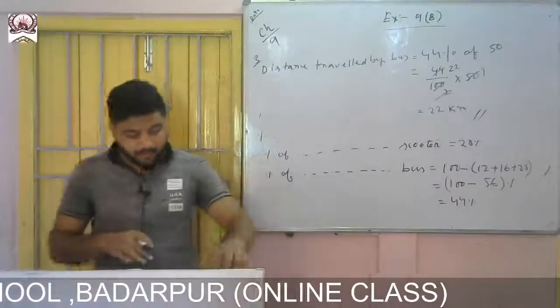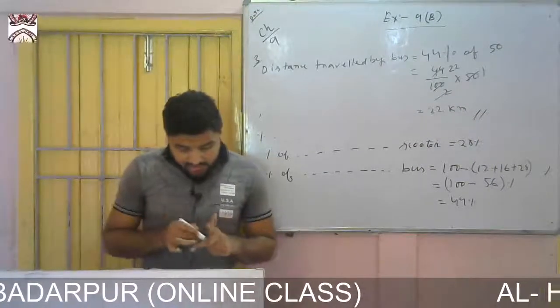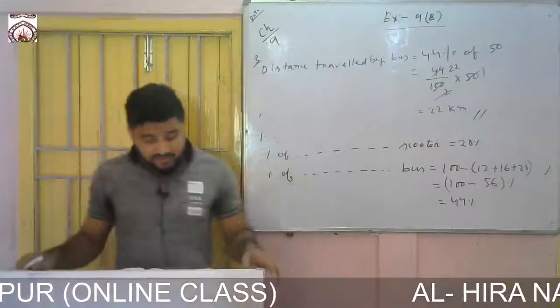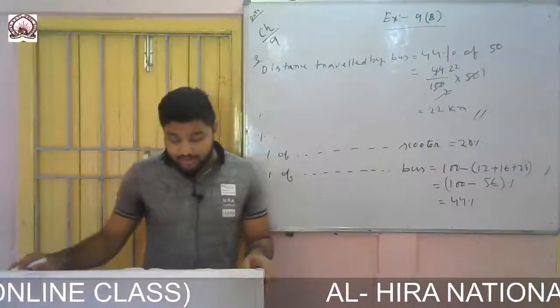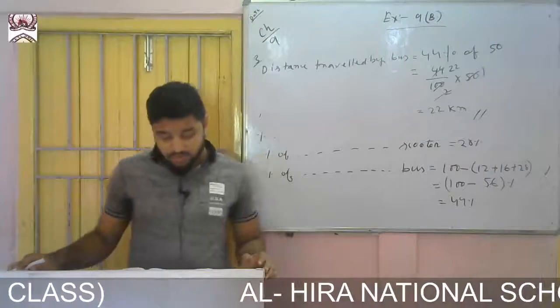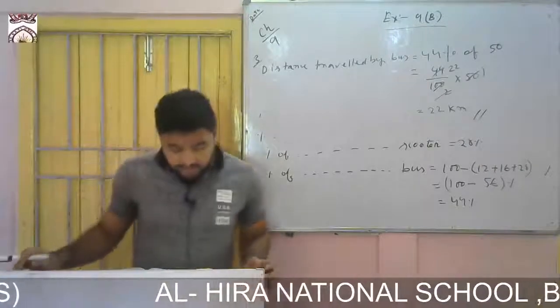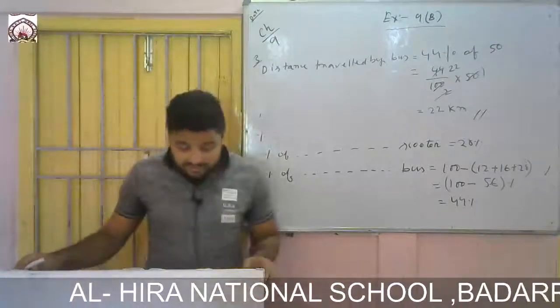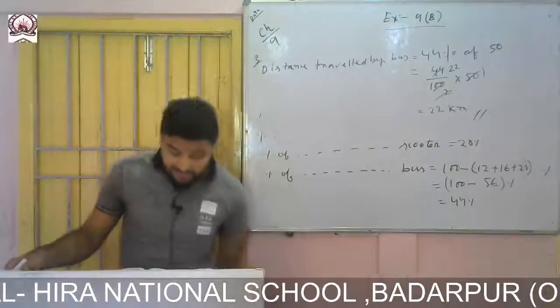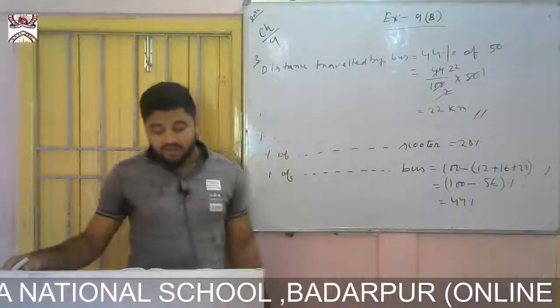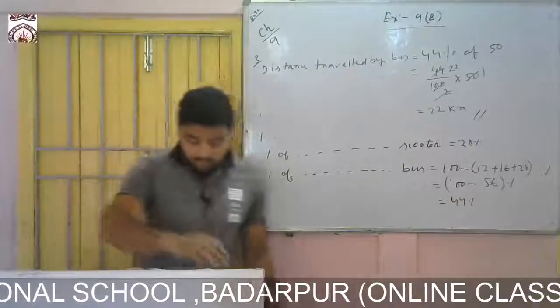22 kilometers. Now come to question number 6. Out of every 20 vehicles passing a certain spot, 7 were buses. What percentage was this? So I need to find the percentage of this.